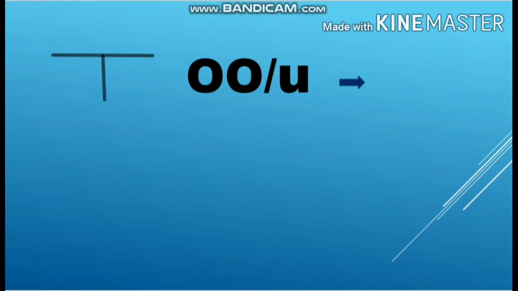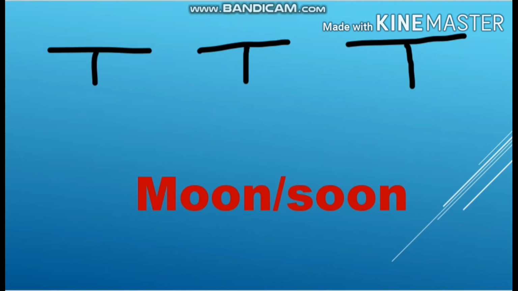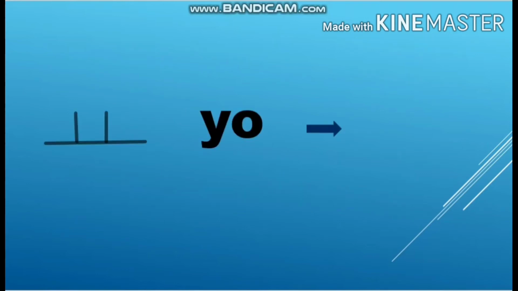The next sound is oo. It's not like the English u, it's just oo. For this you need to draw a line from left to right first, then top to bottom in the middle of that line. Practice: left to right, in the middle top to bottom. It makes a sound like moon or soon. Ooh sound.